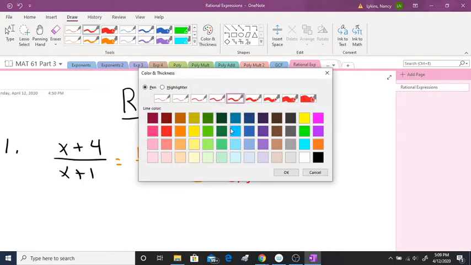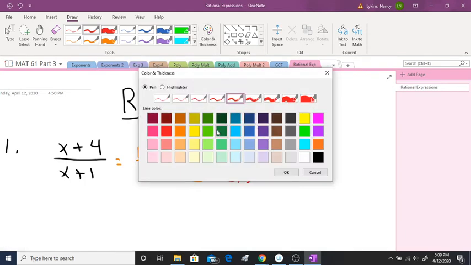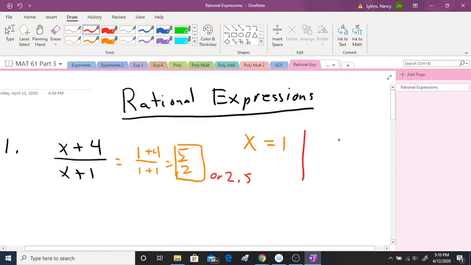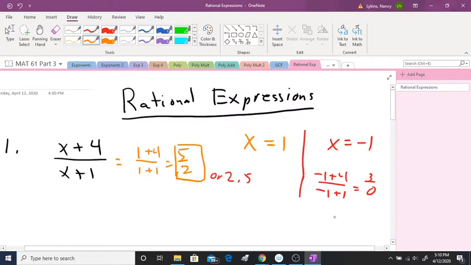Now, let me show you one other thing. Let's just say instead of x equals 1, we do x equals negative 1. Well, if you do x equals negative 1, you would say negative 1 plus 4 over negative 1 plus 1. That'd be 3 over 0. If you plug this in your calculator, 3 divided by 0, you will get an error. This is what we call undefined, meaning you cannot have a 0 in the denominator.